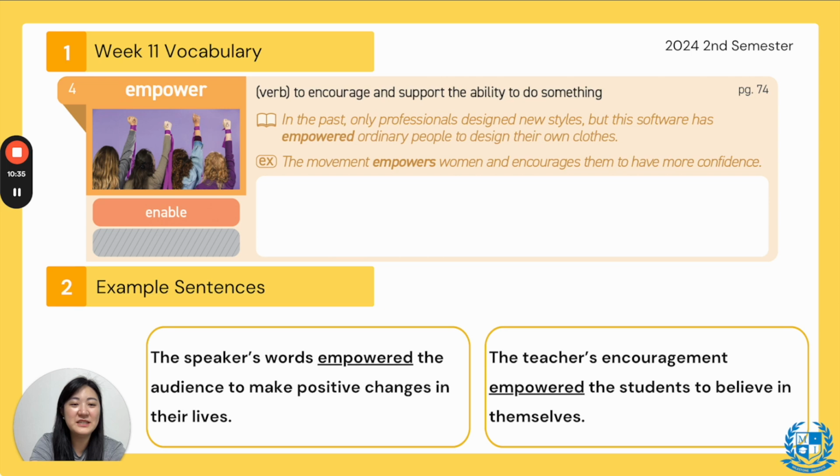Next, it says the teacher's encouragement empowered the students to believe in themselves. So maybe you're like, oh, I really hate writing 5-paragraph essays. I hope none of you actually hate it though. But then the teacher can be like, oh, you can do it. I'm encouraging you. Come on, you can do it. Just believe in yourself. And they empower you to do better. And then you can be like, oh, I can write 5-paragraph essays anytime I want. I'm a great writer.